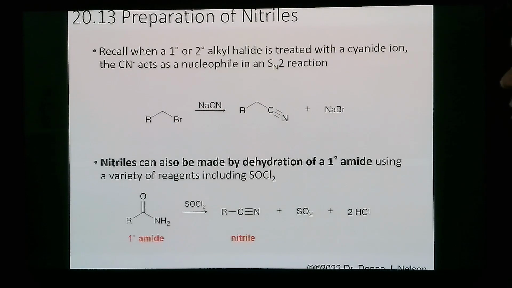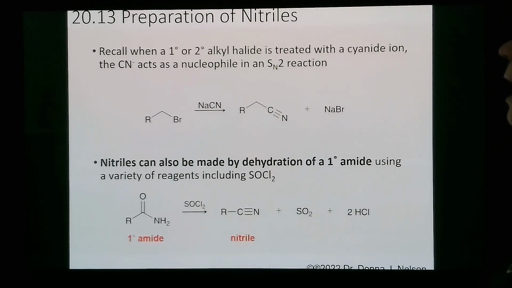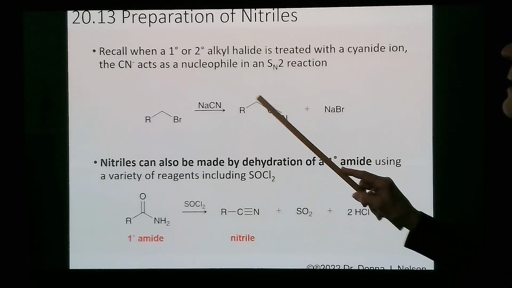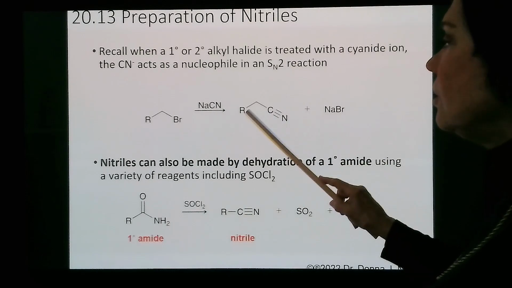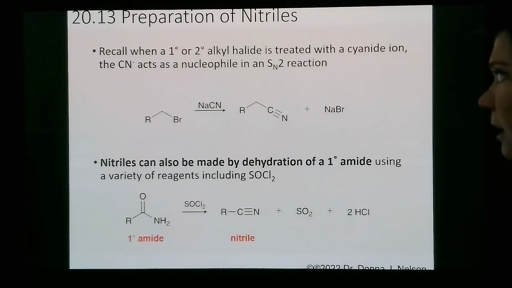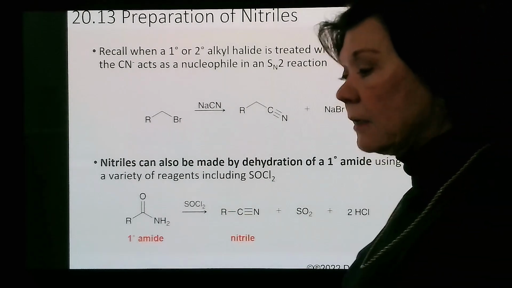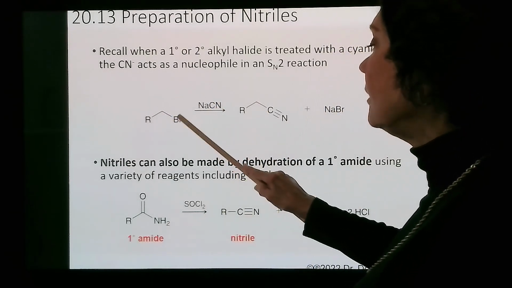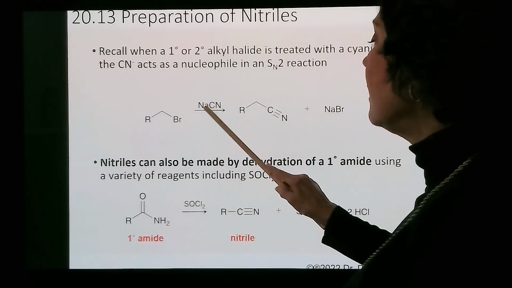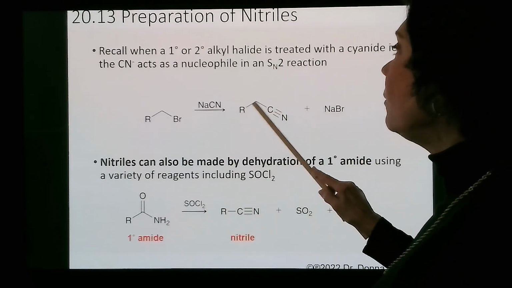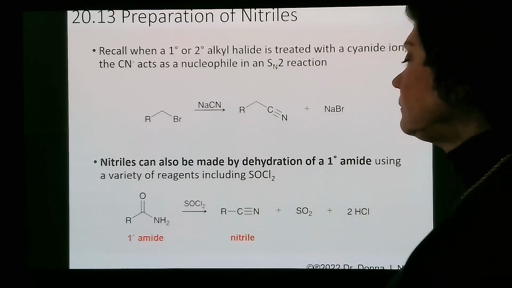On nitriles, preparation of nitriles, when a primary or secondary alkyl halide is treated with cyanide, the cyanide acts as a nucleophile in an SN2 reaction. So here you see that that was covered in chapter 7 of Klein's textbook. So here we have cyanide come in, do a backside attack, displace bromide. So the sodium cyanide still have the same counter ion, so you have sodium bromide now. So here is your nitrile.